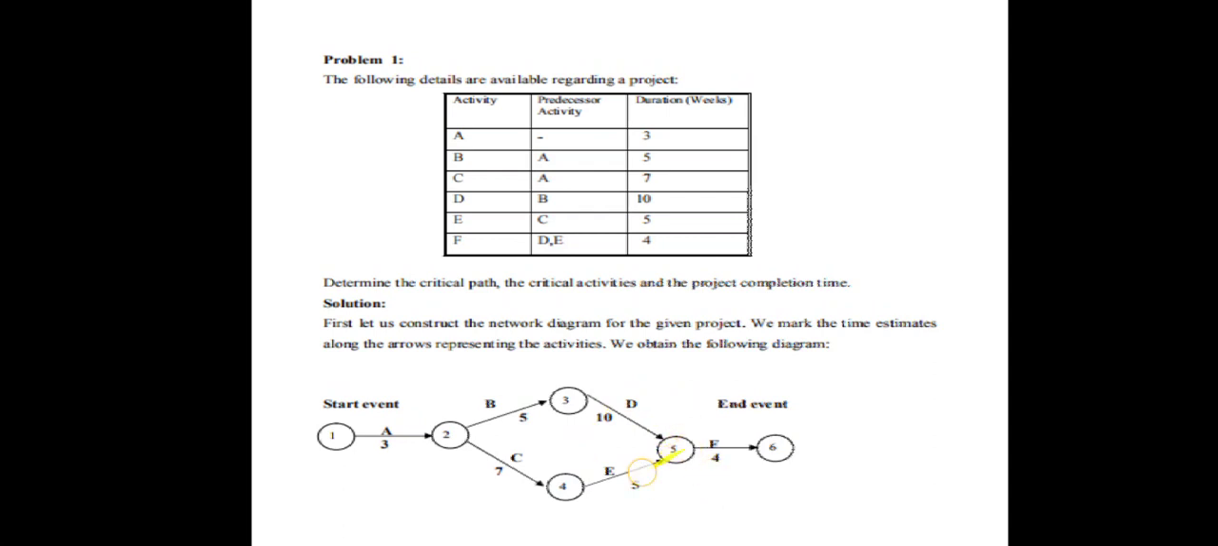And E is preceded by C. Its duration is 5 weeks. D as well as E precede F. So this is the end event, the last event, and its duration is 4. Here we have completed the network diagram, and now we have to determine the critical path.